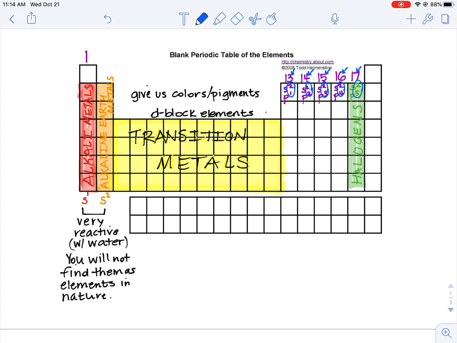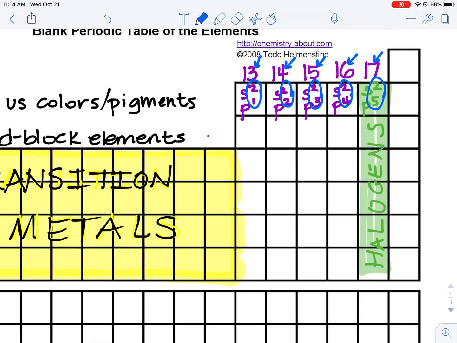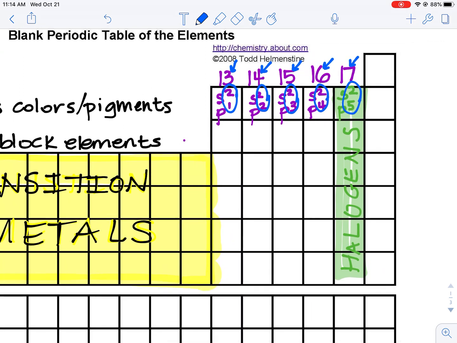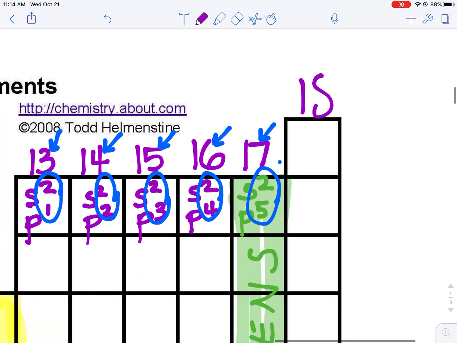The pattern that we're developing is that when you're in group 1, there's 1 valence electron. When you're in group 2, you'll have 2 valence electrons. Skipping the transition metals, when you're in group 13, you'll have 3 valence electrons. When you're in group 14, you'll have 4 valence electrons. Group 15 will have 5 valence electrons. Group 16 will have 6 valence electrons. And elements in group 17 will have 7 valence electrons. That brings us to the elements in group 18.